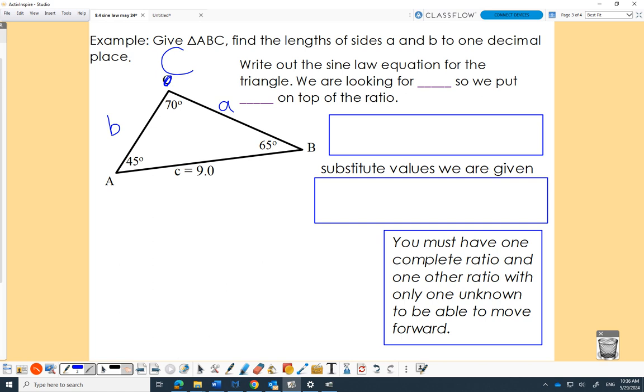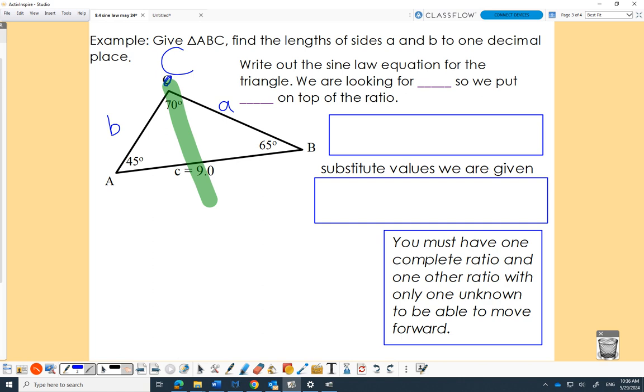Is sine law going to work? See, I'm starting to teach tomorrow's lesson. Is sine law going to work? Do I have a matching pair? Let me get my highlighter out. CC, yes. Sine law will work. What if it doesn't work? Come back tomorrow, and we'll make some coleslaw. Yes?